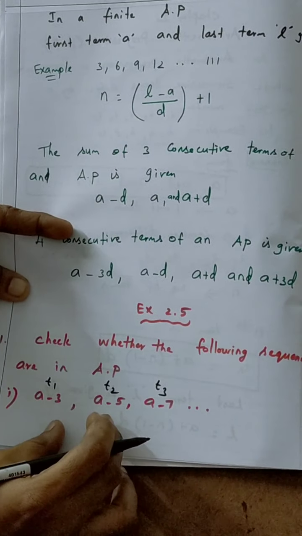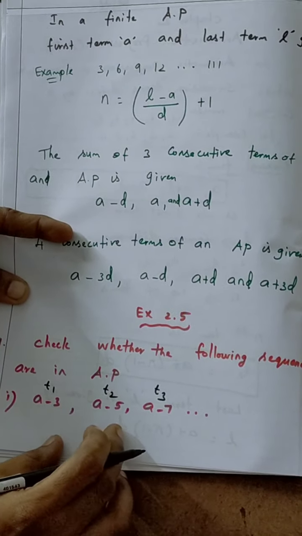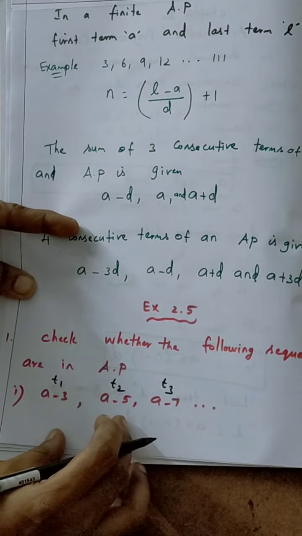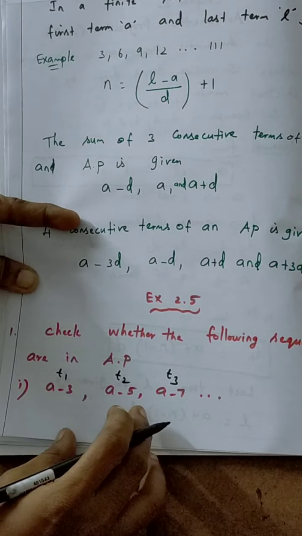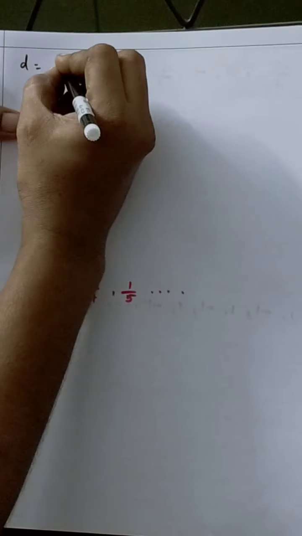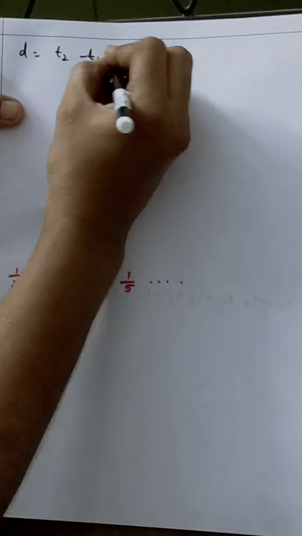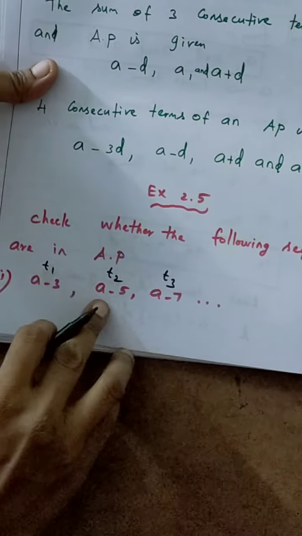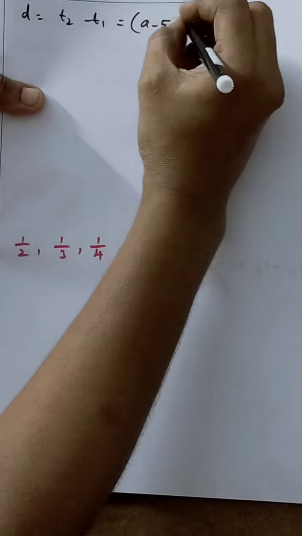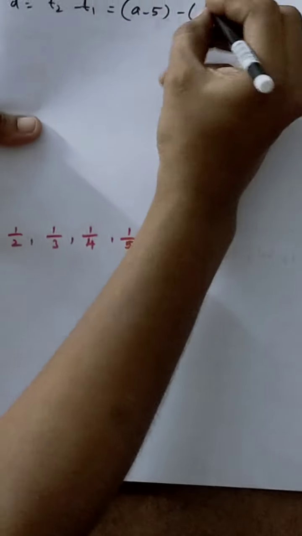Suppose you check the question, you find out the common difference. If the common differences are equal, then the given sequence forms an AP. If not equal, it does not form an AP. First of all, check the common difference. First, d equals the second term T2 minus T1. The second term is a minus 5, minus the first term, which is a minus 3.